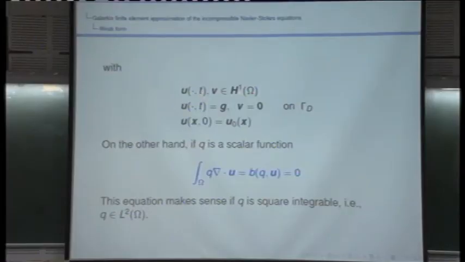As we have said before, the solution has to belong in space to H1. It has to satisfy the Dirichlet condition a priori, and the test function has to be 0 on the part of the boundary where we have prescribed Dirichlet conditions, and has to satisfy the initial conditions. And we also know that the continuity equation makes sense if the test function is in L2.